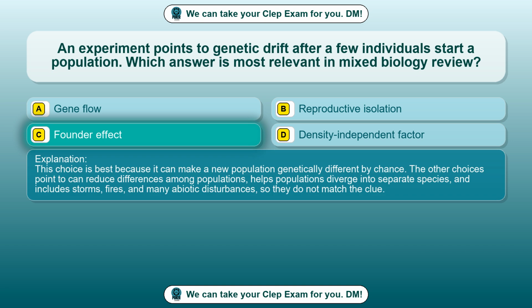This choice is best because it can make a new population genetically different by chance. The other choices point to can reduce differences among populations, helps populations diverge into separate species, and include storms, fires, and many abiotic disturbances, so they do not match the clue.